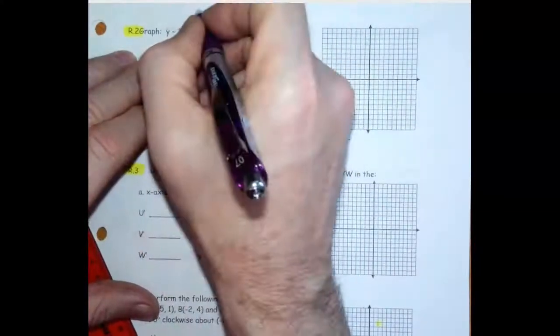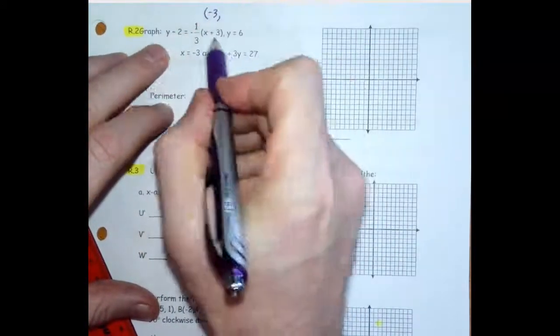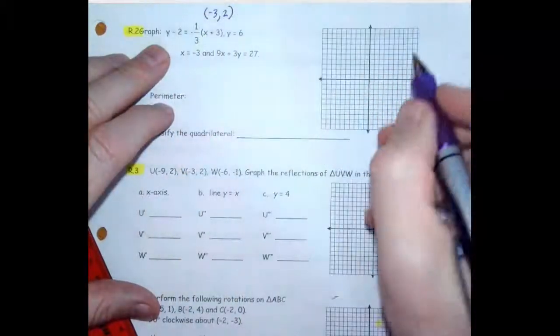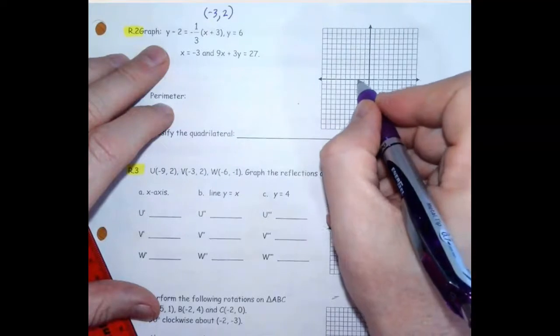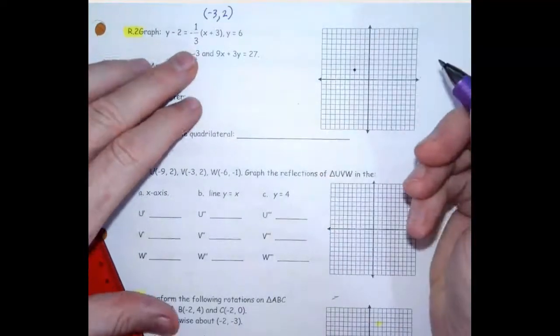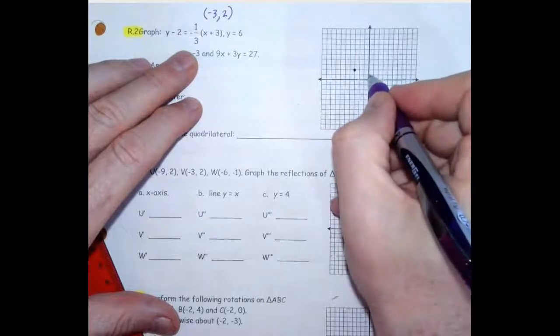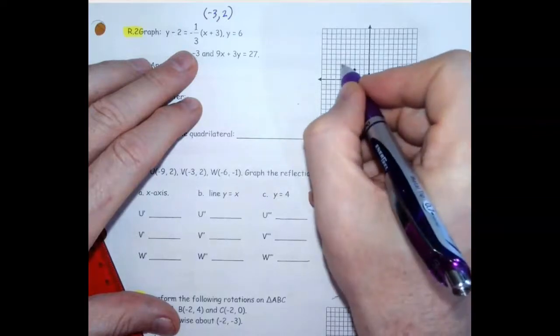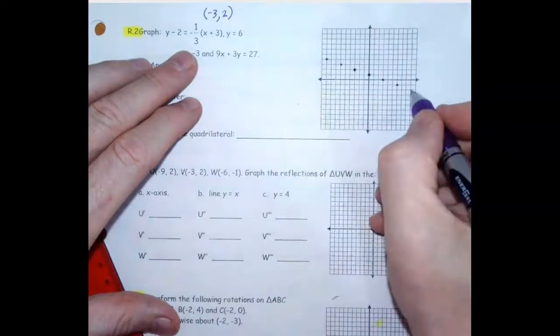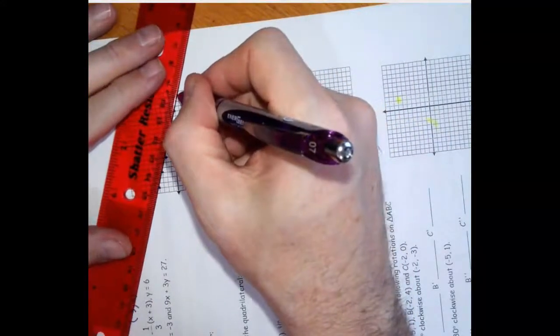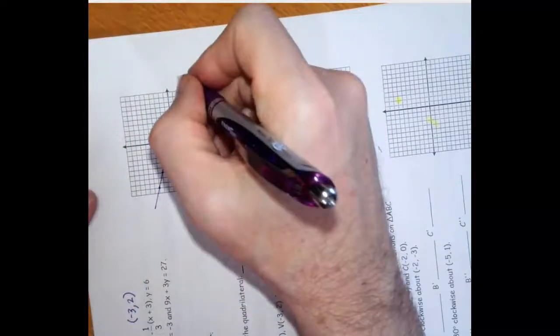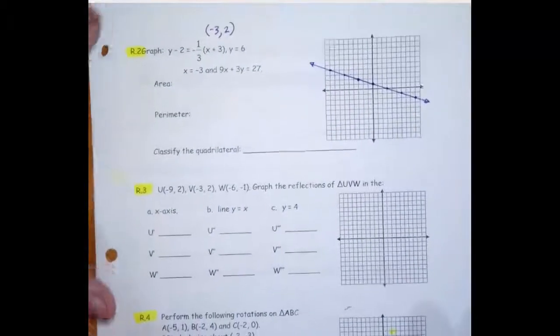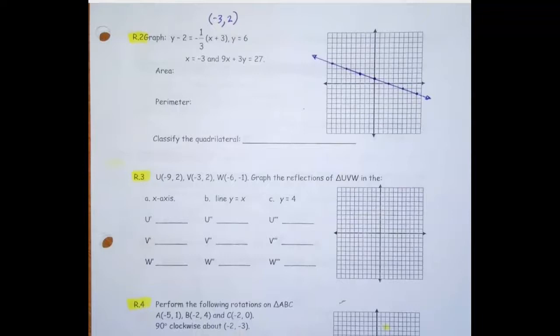So this one is in point-slope form, so I'm going to take the opposite of that and the opposite of this. So negative 3, 2, negative 3, 2. So right there, and the slope is negative 1/3. So down 1 to the right 3, or up 1 to the left 3. Alright, so there's our first line there.